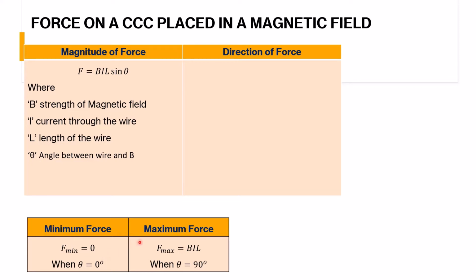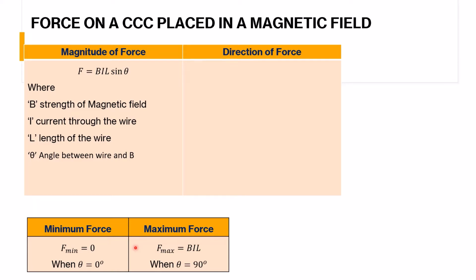Whereas when the same conductor is kept at 90 degree with the magnetic field, perpendicular to the magnetic field, then we get a maximum force. In that situation we can directly use BIL because the sin 90 value is 1. Other than this 0 and 90 degree, in between values we get for the force.